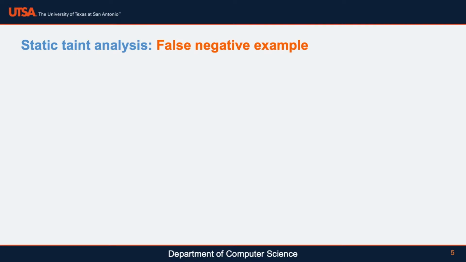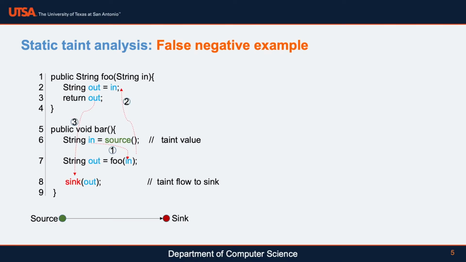Okay, let's take a look at one example of a false negative. On the left, we have the source data at line 6, and this source is saved in a variable called in. Then at line 7, we call the method foo and use in as an argument. Inside the method foo, at line 2, we just assign in to out, and then return out back to line 7. Then at line 8, out is passed to the sink point. This data flow is pretty simple and straightforward. The static analyzer can detect such a data flow from source to sink.